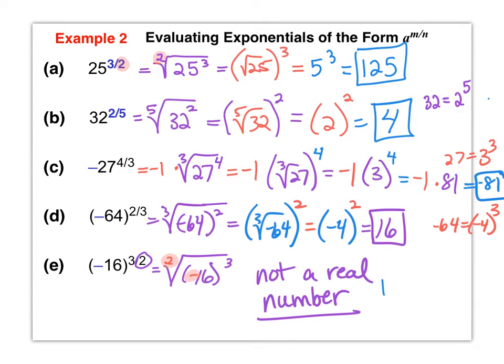And again, the reason why it's not a real number is the rational exponent, 3 divided by 2, is written as the square root of that quantity to the third power. Since the square root is an even index, the radicand cannot be negative. So the result here is not a real number.